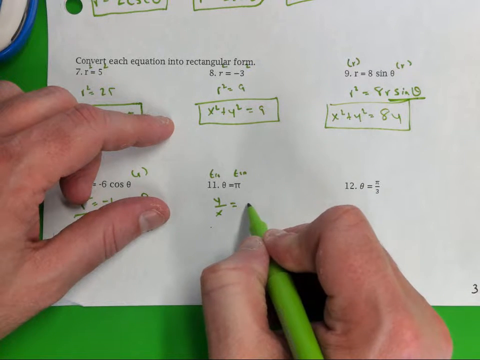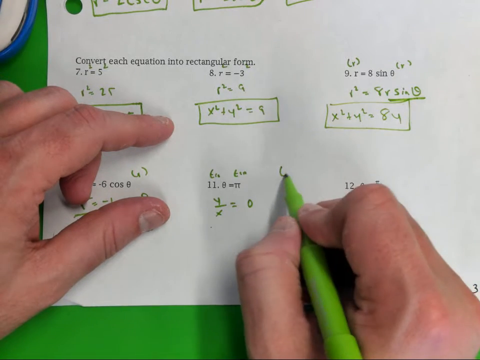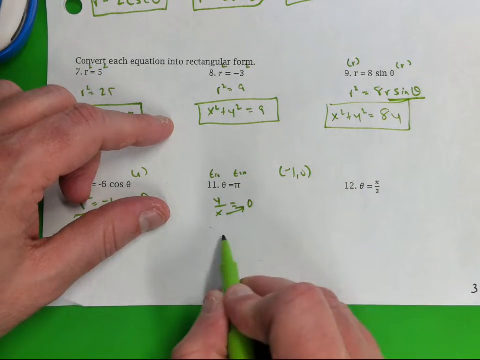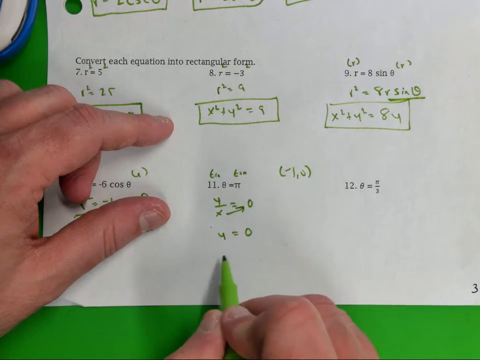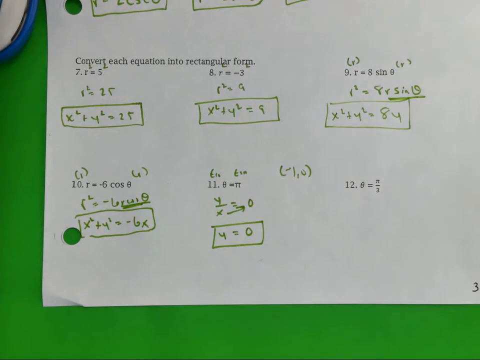Tangent of pi is 0, because it's negative 1, 0. 0 divided by negative 1. Then you cross multiply. x times 0 is what? So your answer is y equals 0. And I know I'm done because my theta is gone. I just got to get rid of my r and theta.